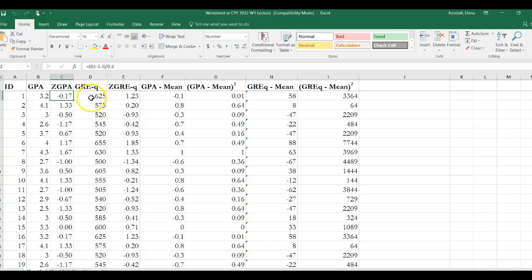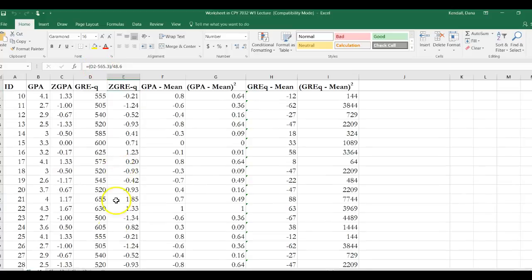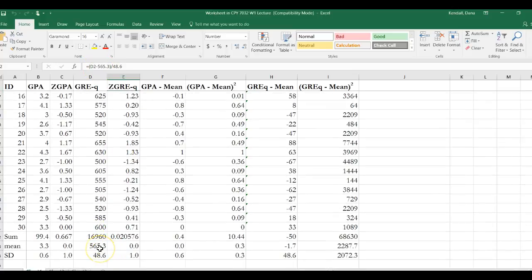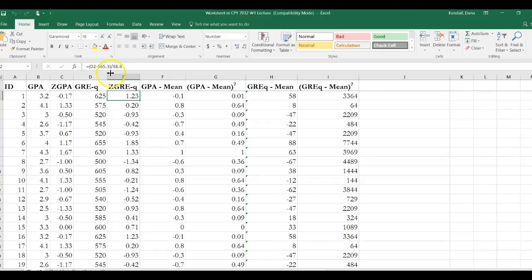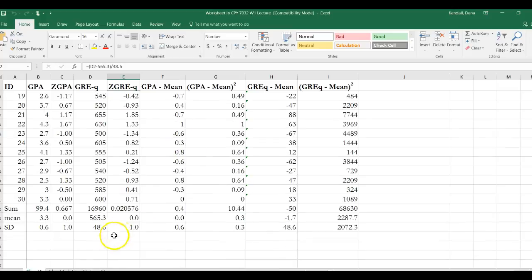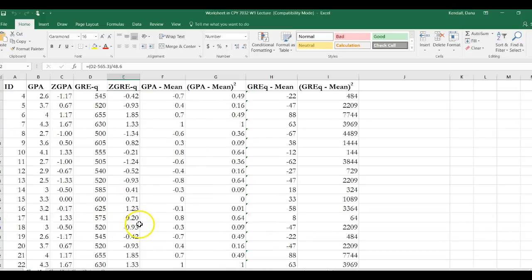Same with the GRE quant z-score. So we're doing the raw data point, which is located in cell D2, subtract off the mean, which is given down below, 565.3, and then divide by the standard deviation, and then copy that formula down. Remember, to get the standard deviation, we already had it calculated down here.